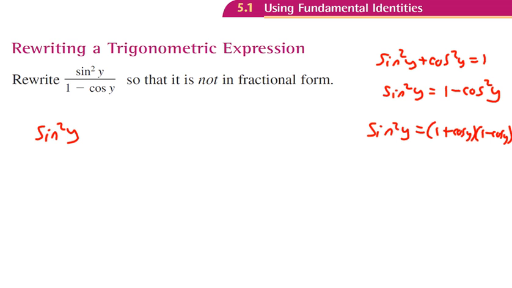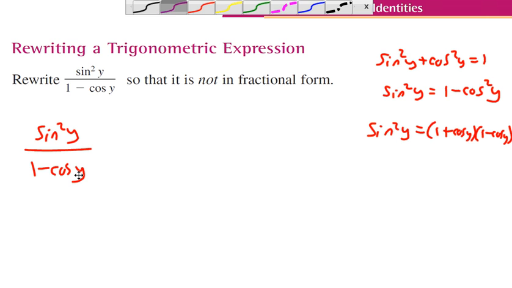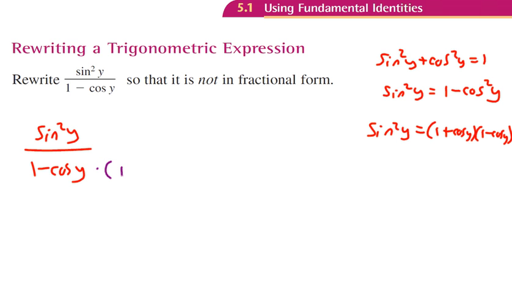Sine squared of y, I'm just going to rewrite the problem here. Now let's go ahead and multiply by its conjugate. Okay, and its conjugate is going to be 1 plus cosine of y. So 1 plus cosine of y. And the numerator is going to become sine squared of y.